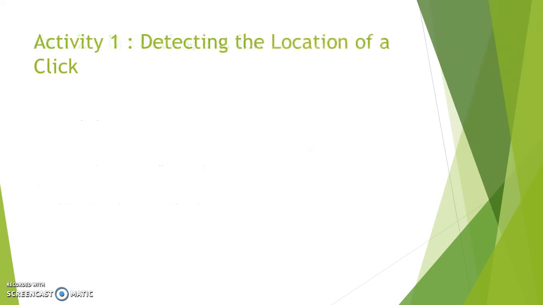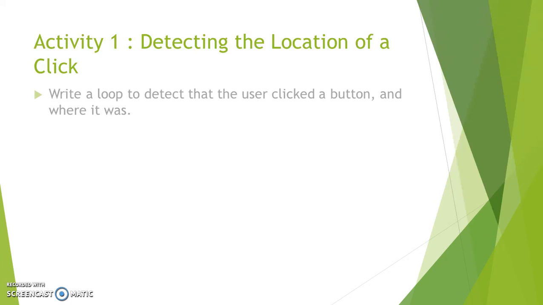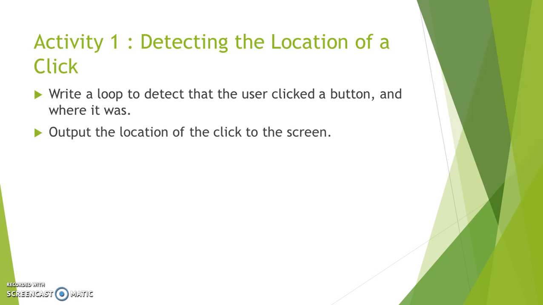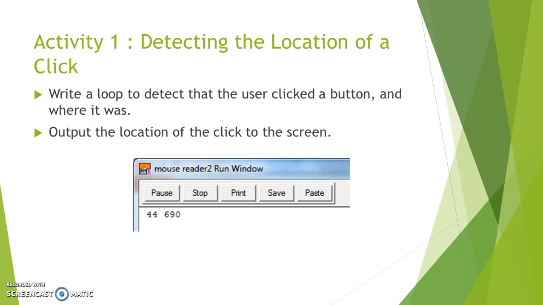So activity 1, let's write an application that detects the location of a click. Write a loop that detects that the user clicks a button and retrieves the mouse location when it does. And you can output the location of the click itself to the screen. And so your output should look something like this. I clicked at X44, Y690, and this is the output that I got from my Mouse Reader 2 program. So go ahead and implement this and then come back to the slides.